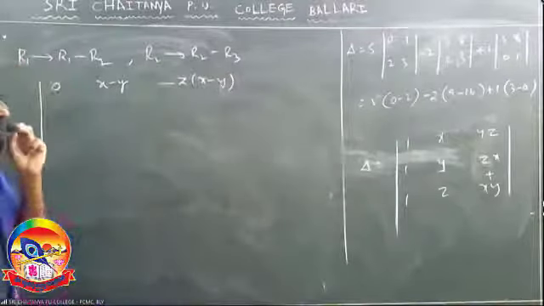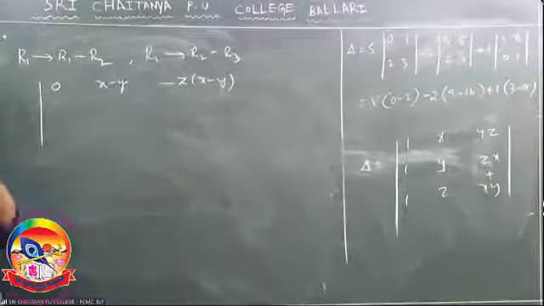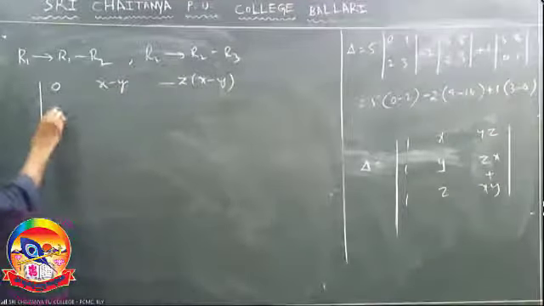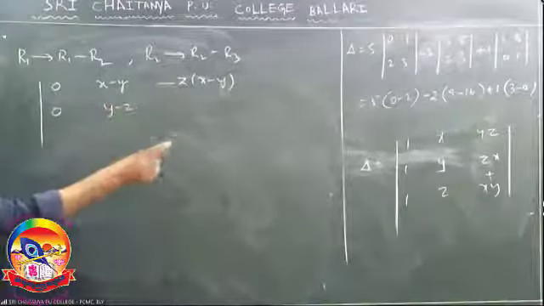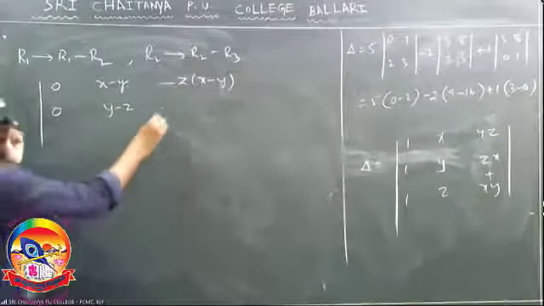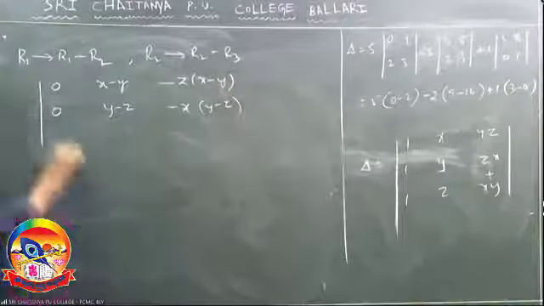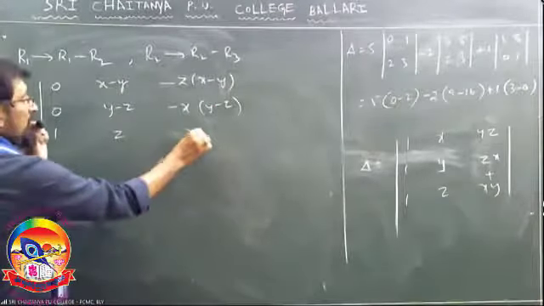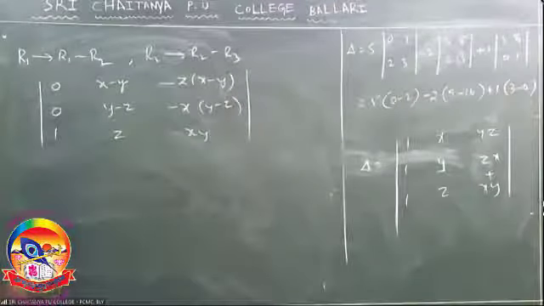Okay. Now take that one second row. 1 minus 1. R2 changes to R2 minus R3. So it becomes 1 minus 1 value is 0. Right? It becomes y minus z. Okay. And if I take minus x common, I am going to get y minus z. And third row as it is 1 z xy. Okay. Now this is under determinant. I hope you understood this one.